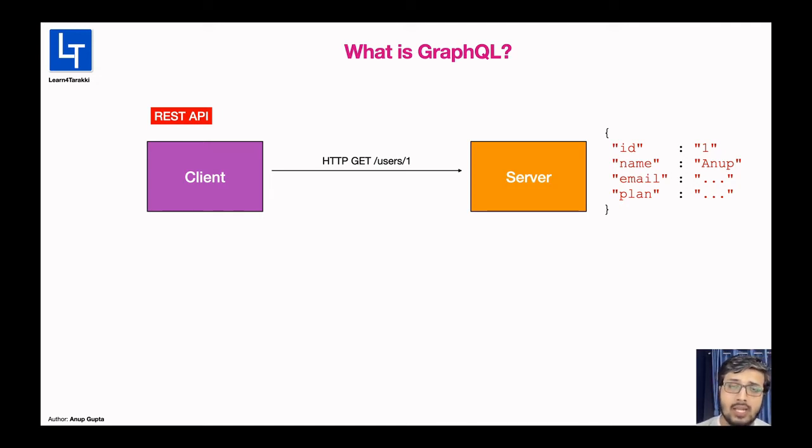Now suppose the client application on the header wants to have only the name of the user, where only one field is enough to show that name instead of these 4 fields. So in that case, even though the client application needs one field, the server returns 4 fields. So this is the problem of overfetching, right?